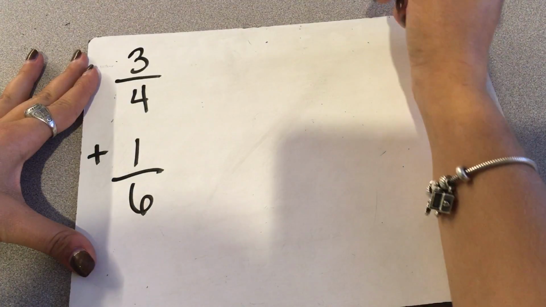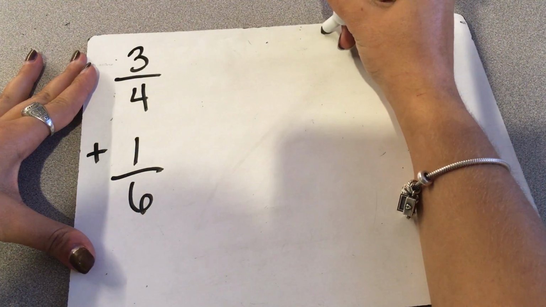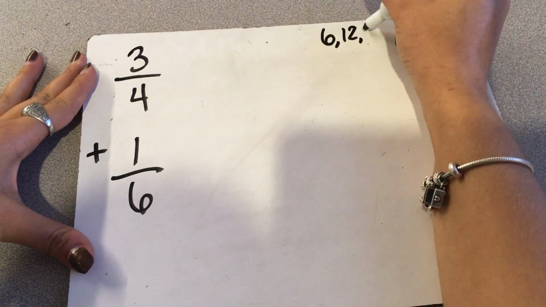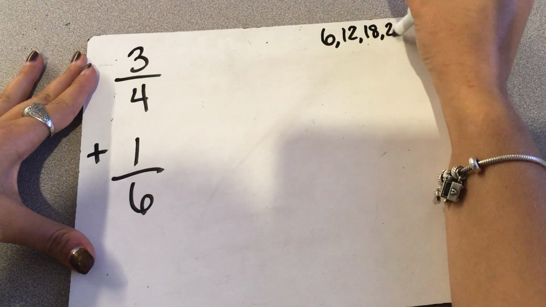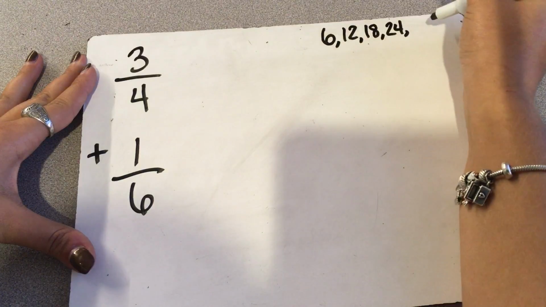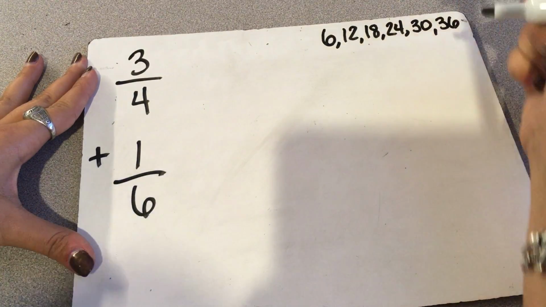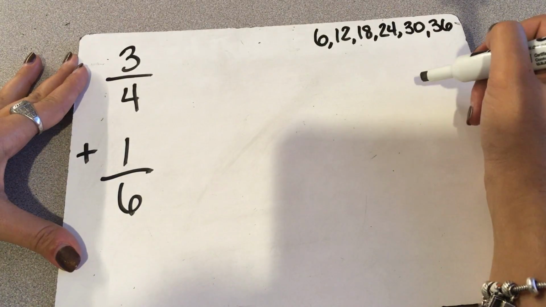Now we want to start with 6 since it's the largest. It helps us. So I'm going to write 6, 12, 18, 24. It helps if you go up to 6 multiples. 30, 36. Sometimes you have to do more and sometimes you can do less.